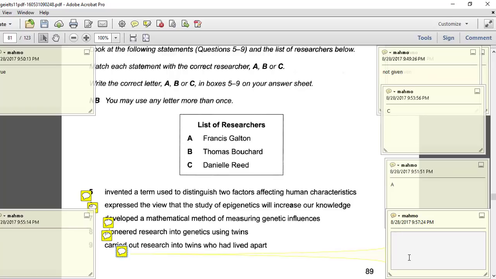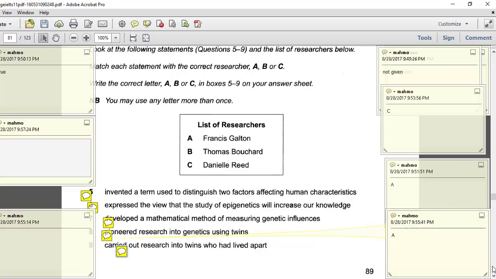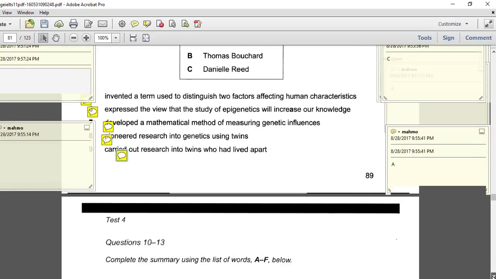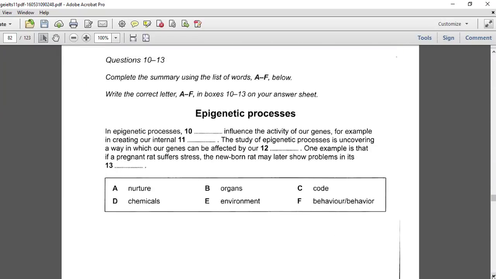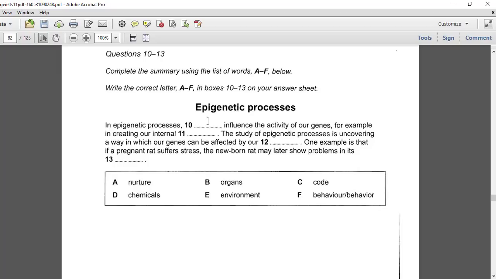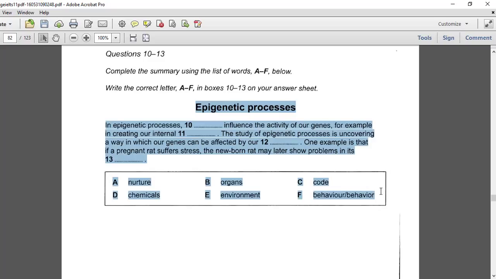Number 9 is B. It's not A, because it was done in the 1980s. Okay. Next question. Complete. Epigenetic processes. We know how to locate it in the passage. We have already gone through it.